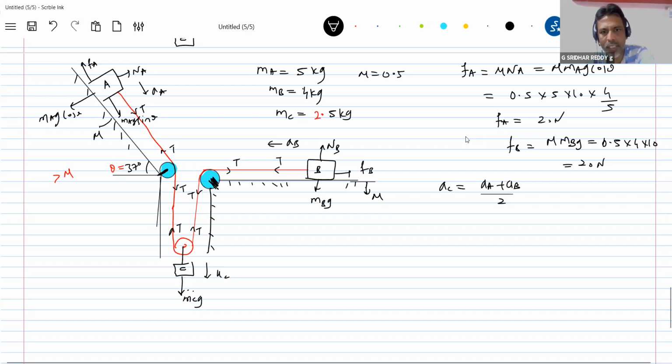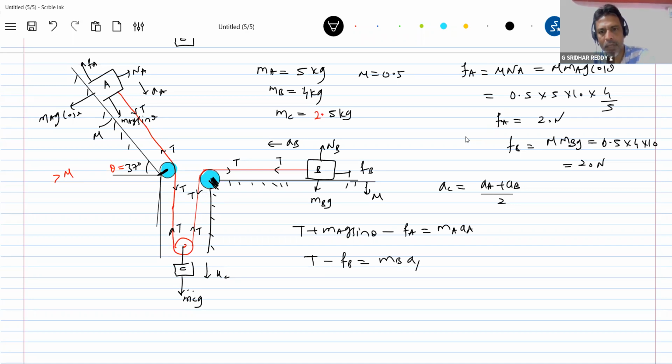Let's write the equations on individual blocks. For block A: T plus MAG sine theta minus FA equals MA into AA. The next equation: T minus FB equals MB into AB. For block C: MCG minus 2T equals MC AC. How many unknowns are there? Accelerations of the blocks and tension. So I'll do one thing: I'll substitute the expressions for accelerations of blocks A, B, C in the above equations. Then I'll find out the tension. Then I'll come and check it.